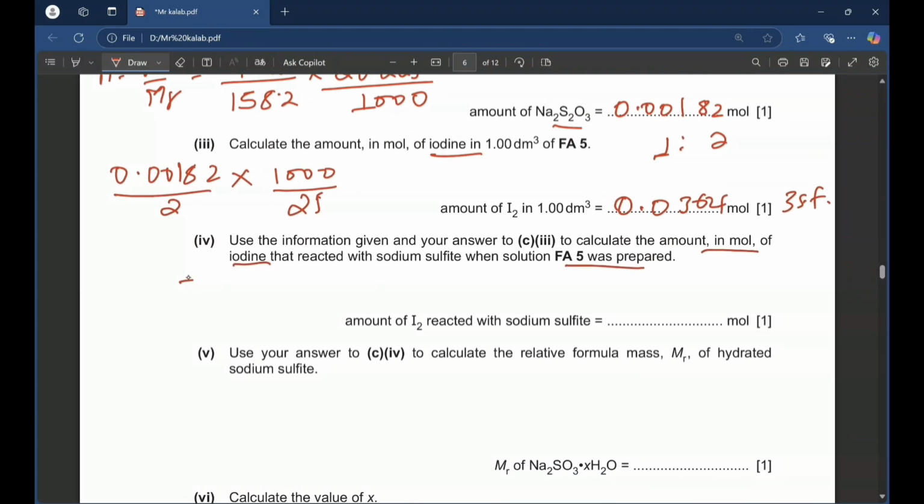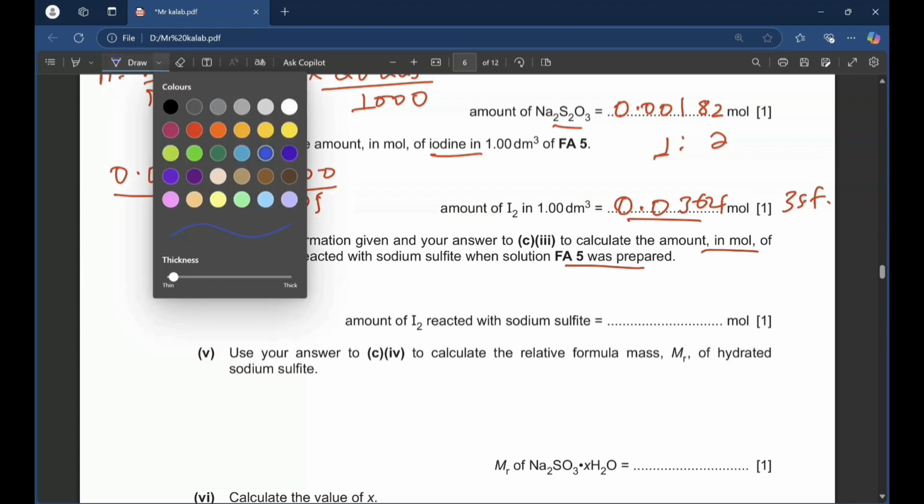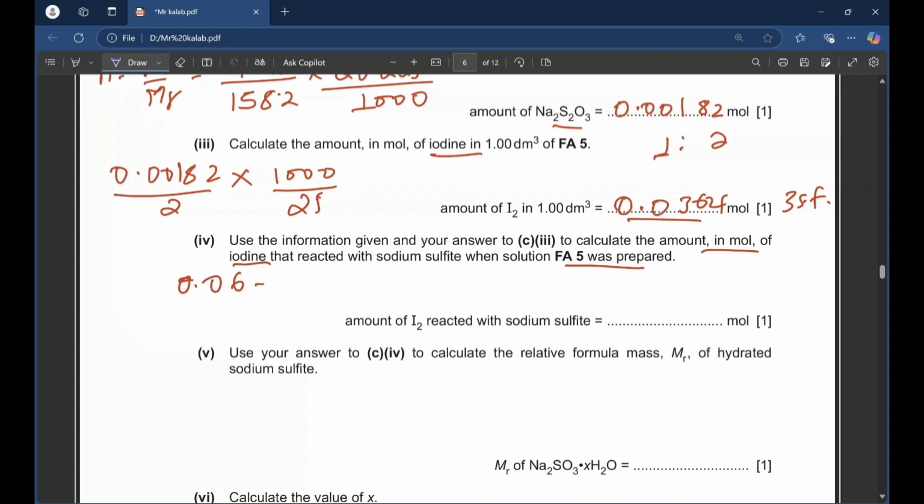So this would be 0.06 minus the amount of iodine in excess, which is going to be this value. How is this going to be this value? To begin with, we did the titration to determine the amount of iodine left unreacted, because the question starts by indicating that iodine was in excess. So to determine the amount of iodine that is left unreacted, we did the titration. So this amount is basically the amount of iodine left unreacted.